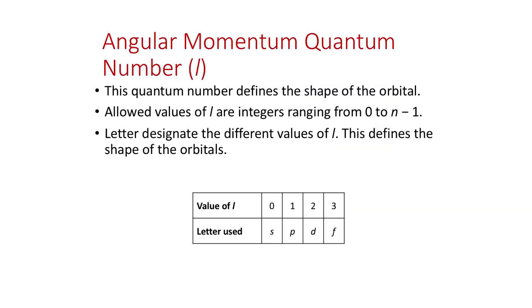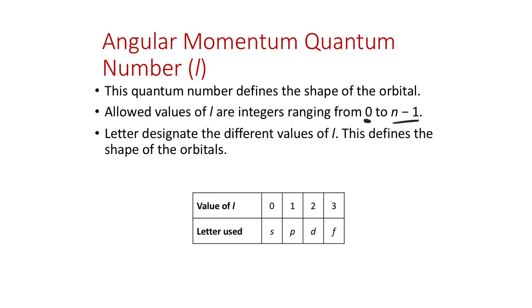So let's look at each quantum number separately again, and try to understand what these quantum numbers are referring to. The angular momentum quantum number defines the shape of the orbital. N can't be 0, but L starts at 0. So the first possible value for L is 0, all the way up to N minus 1.